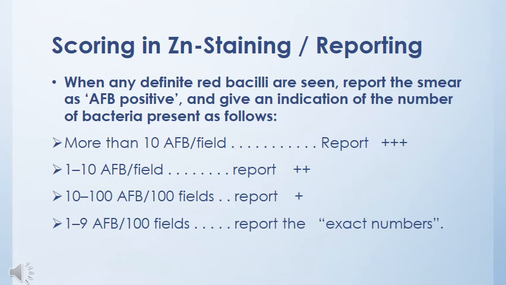If in every field there are 1 to 10 acid fast bacilli, it means any number, 1, 2, 3, 4, in every field of the 100 fields, then we will report 2 plus acid fast bacilli.